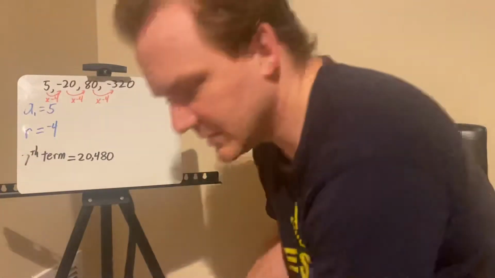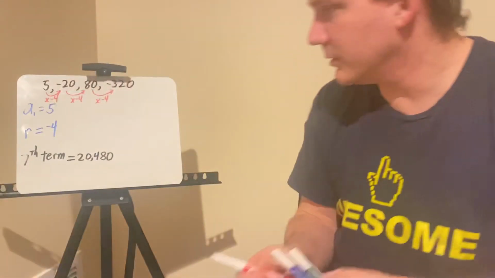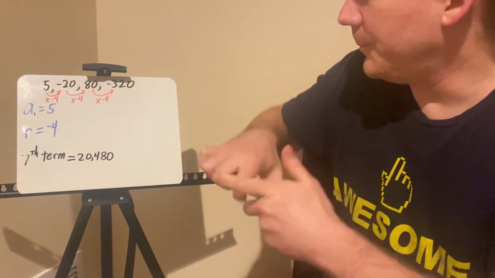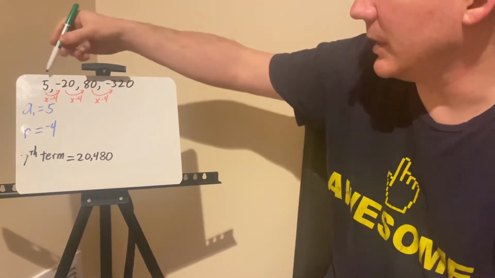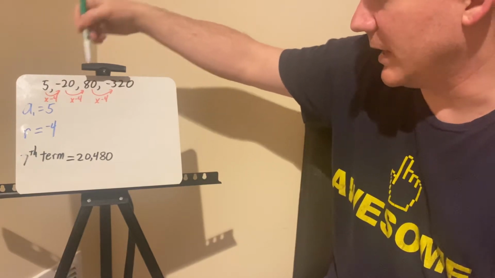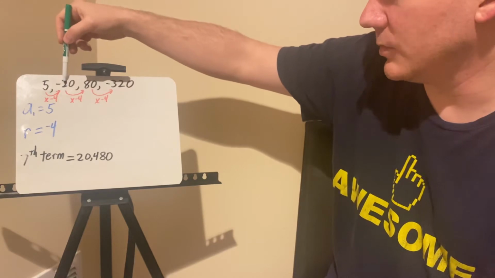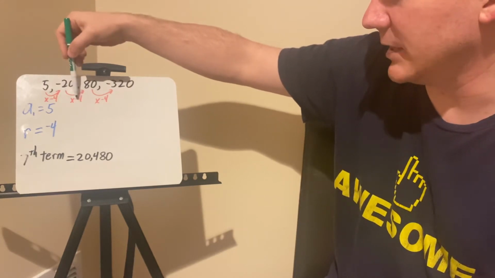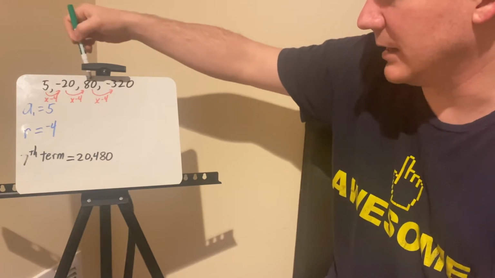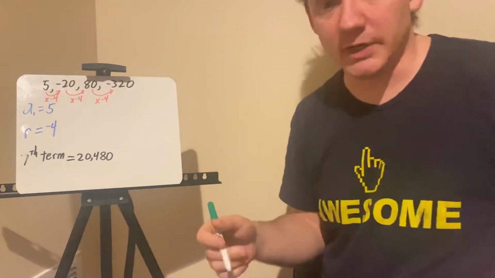Let's get into another example here to really work through this. I'm going to change to a marker that maybe will show up a little bit better. Let's go with green. All right. So in this case, you have a more complicated one because you're multiplying by a negative. And you can see it goes positive, negative, positive, negative. So 5 times negative 4 equals negative 20. Negative 20 times negative 4 is going to give us positive 80 because the negatives cancel out. And again, 80 times negative 4 goes to negative 320.